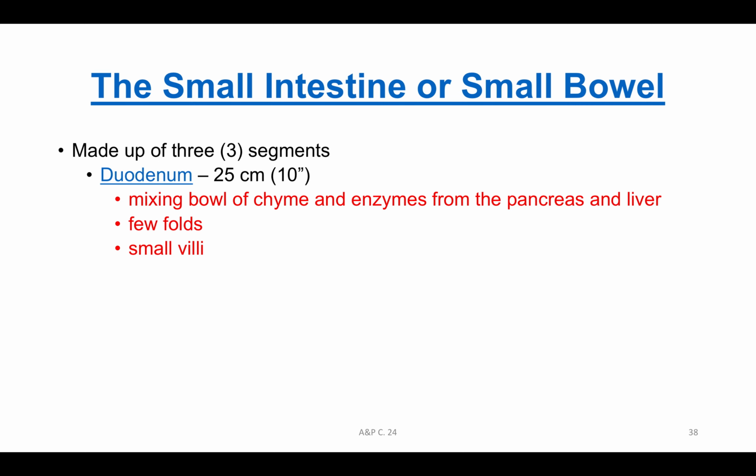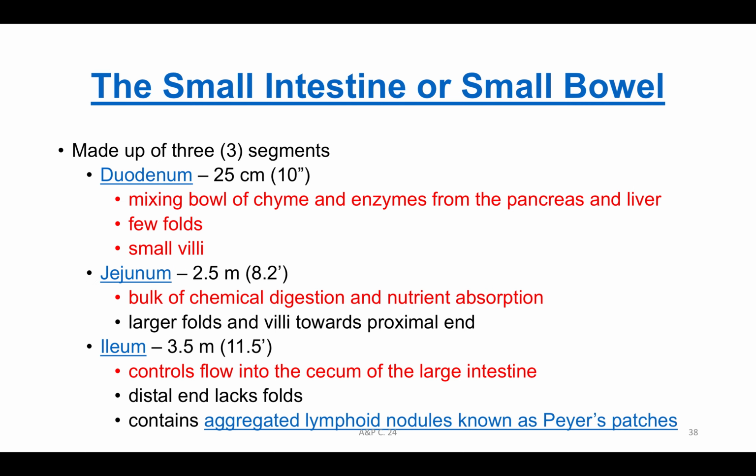Our small intestine is made up of three segments: the duodenum, the jejunum, and the ileum. Most of the absorption takes place in the duodenum and jejunum. The ileum is just helping control the flow of the substances into the large intestine.